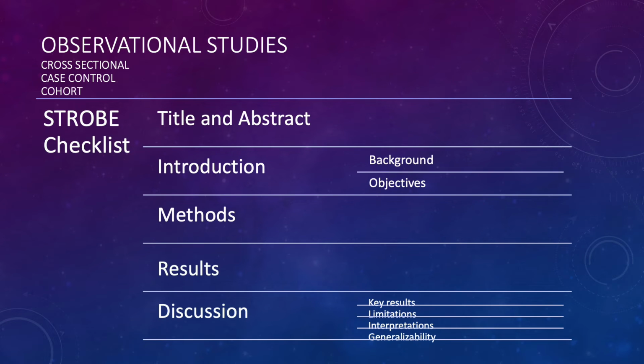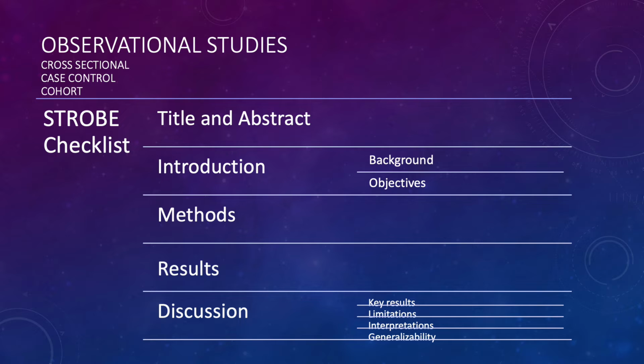So the next checklist we have is the STROBE checklist for observational studies. STROBE stands for strengthening the reporting of observational studies in epidemiology. It is a guideline on reporting observational studies such as cross-sectional studies, case control, and cohort studies. It is also created to aid the authors in presenting their work validly or reliably.